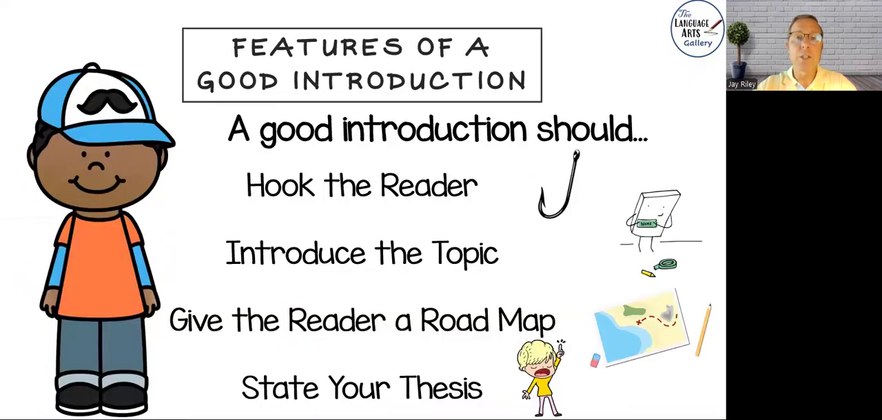We said that a good introductory paragraph should hook our reader. It should draw them in. It should engage them. Then we want to introduce our topic. We want to let our reader know whatever it is we're going to be writing about. And in doing that, we want to give our reader a roadmap, also sometimes called a thesis map, so our audience understands exactly what it is we're going to discuss.